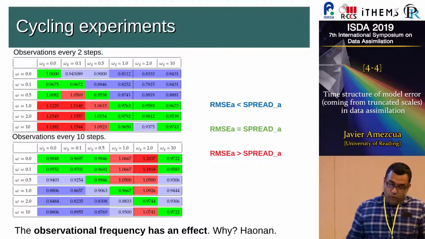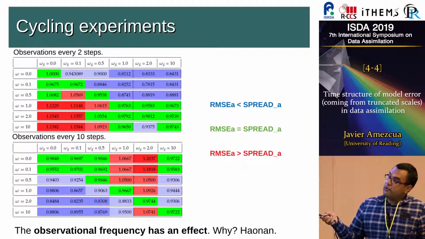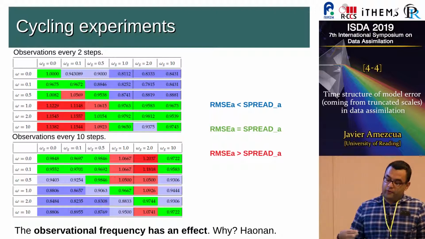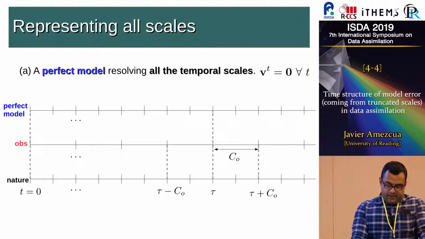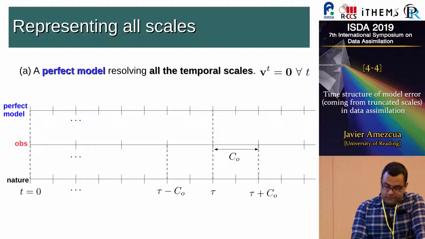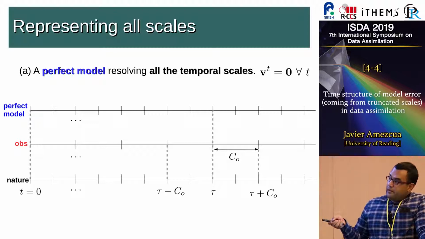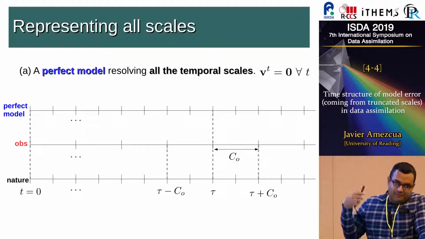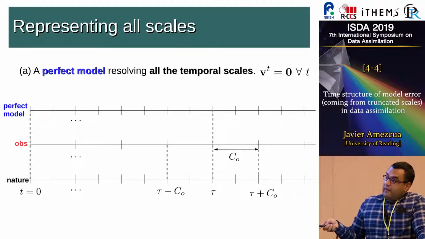But now, where can these different memories, autocorrelation times for the model errors, arise from? An example is a multi-scale system, and in particular here I'm going to show a two-scale system. So imagine we have a perfect model, and then observations are taken every given number of time steps. And let's say that in this discrete-time case, the time step of nature is very well represented by the perfect model.